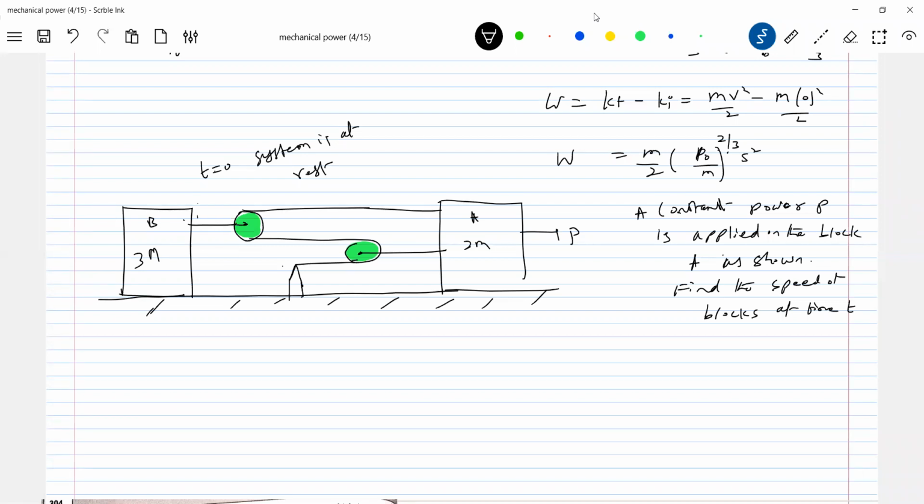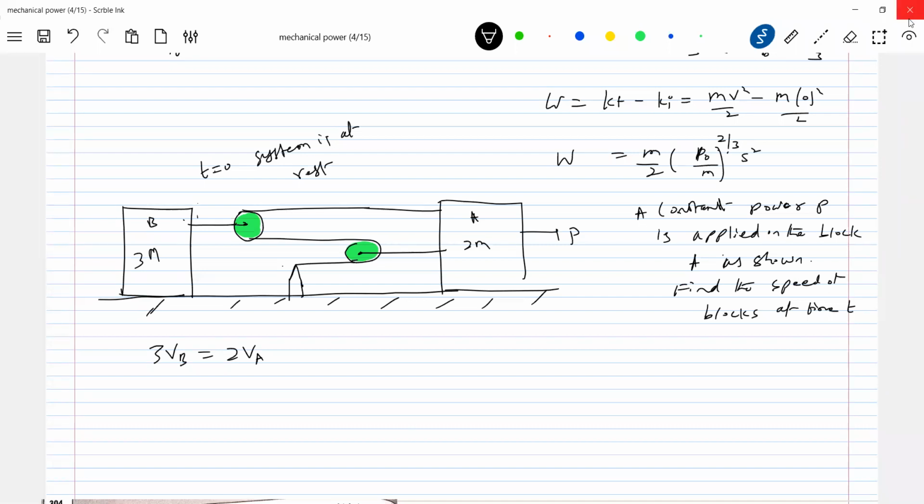First, what is the constraint equation? 3VB equal to 2VA. That's all, no? So there's a constraint equation. Already have come across this. There's a relation between the speeds.